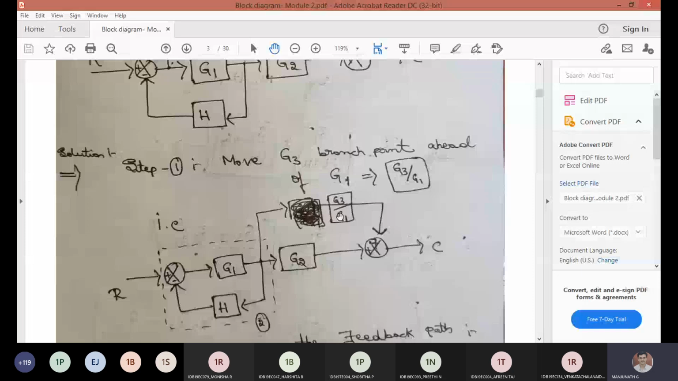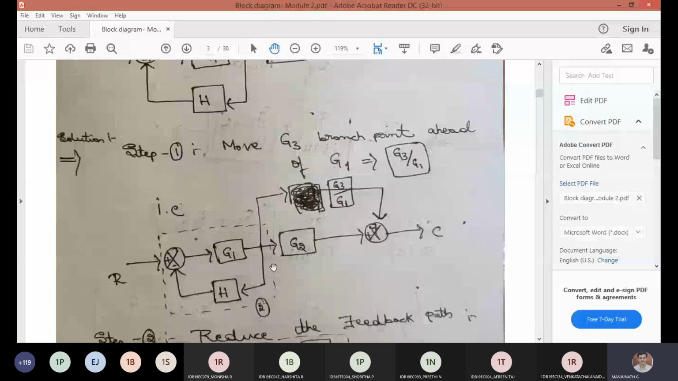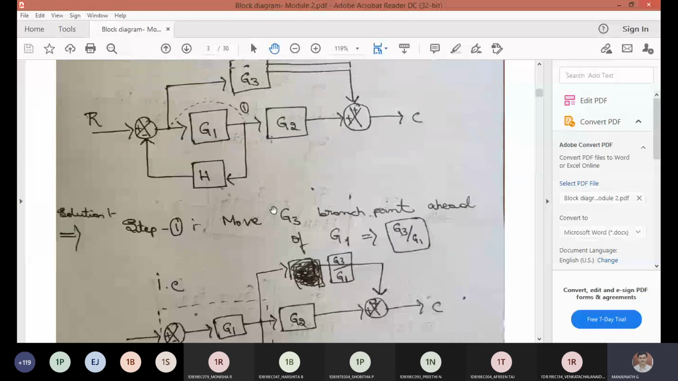Yes or no? Whether you want to do feedback first is your wish, not a problem. Some will say they will do feedback faster, do it. Others will say they will do the other one faster, not an issue. The ultimate thing is that I should get a transfer function. You will get the same answer whether you do feedback elimination first or parallel elimination first. The only point here is that if I move this, then I can do the remaining steps easily.